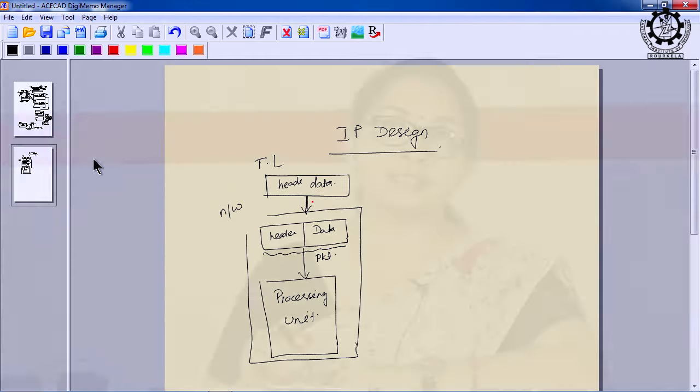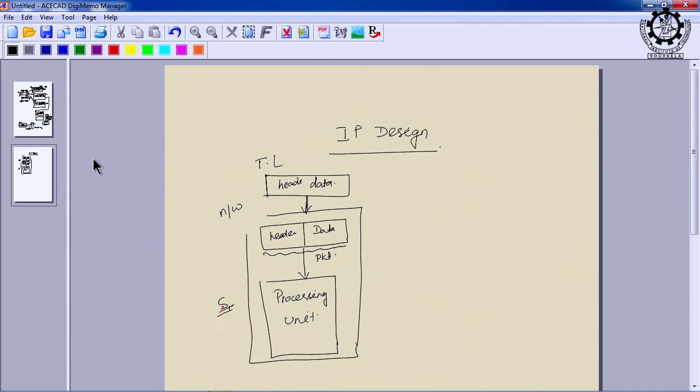Considering this as the sender side, what does the processing unit do? The processing unit sends the packet to a module called the routing module. What is the job of the routing module? It is like a box where the routing algorithm is executed, right.